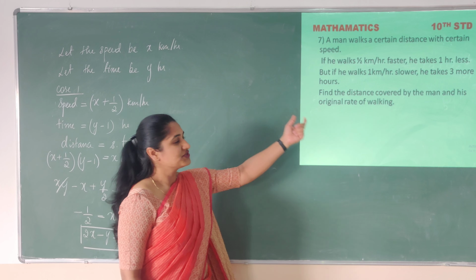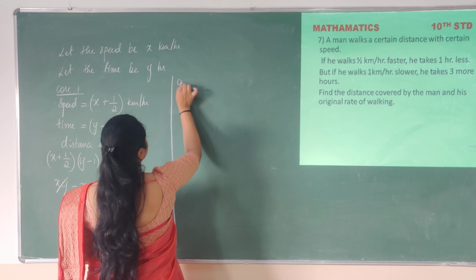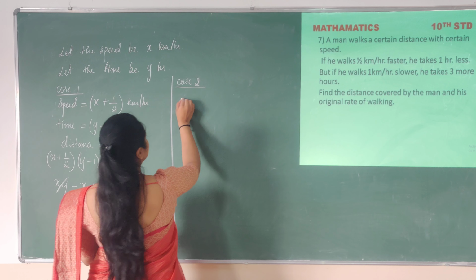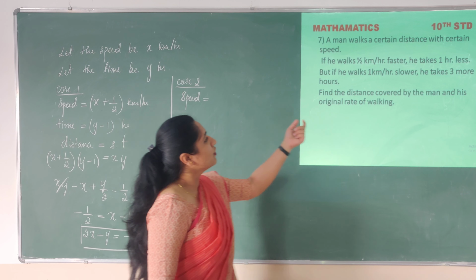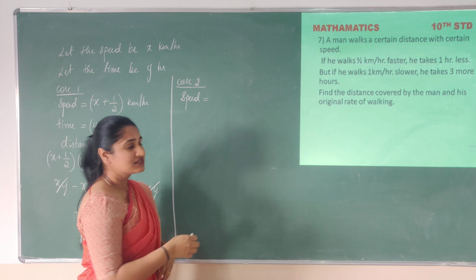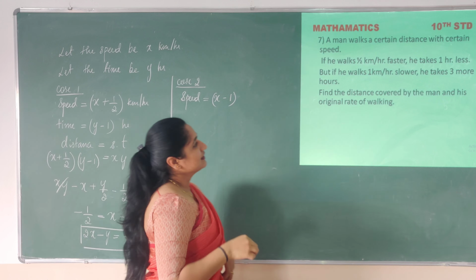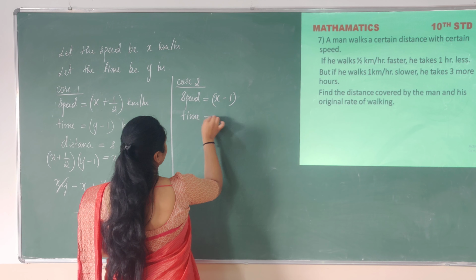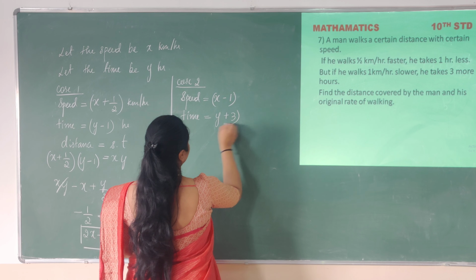Similarly, they have also mentioned the other case, so we will take that as case 2. In case 2, if he walks 1 kilometer per hour slower, that means he is reducing the speed, so we will take it as x minus 1. He takes 3 hours more, so the time is increased by 3 hours. We will take it as y plus 3.